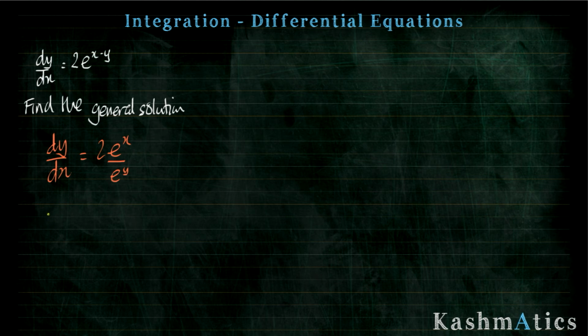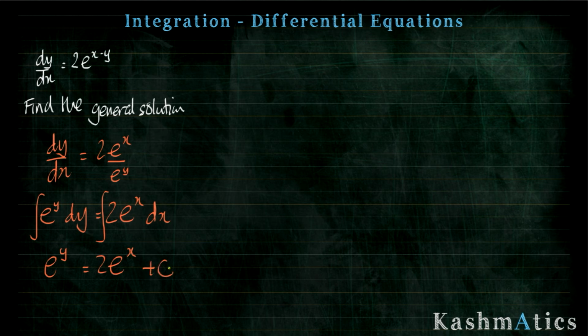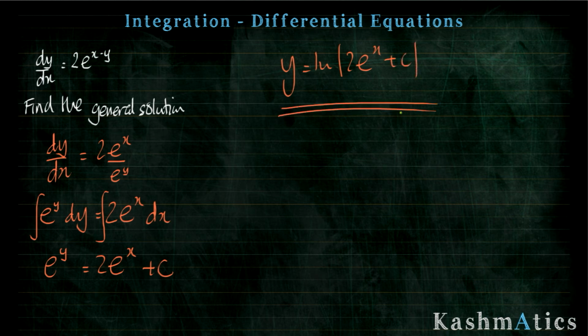So let's separate the variables now. I get e to the y dy equals 2e to the x dx. So we can integrate that now. I get e to the power y equals 2e to the power x plus c. And if I take logs off both sides, I get y equals the natural log of 2e to the power x plus c, and that there is my general solution.